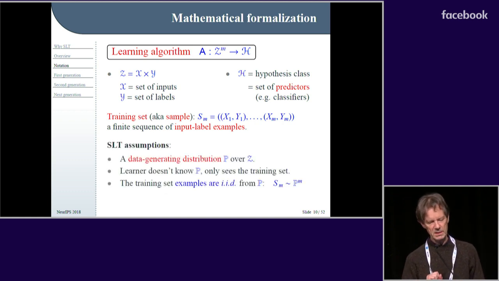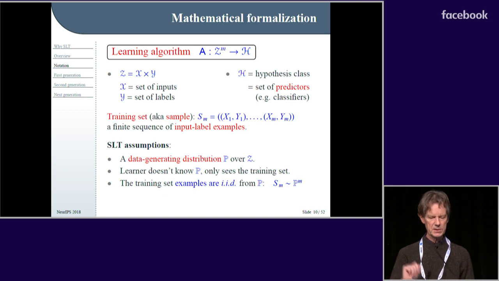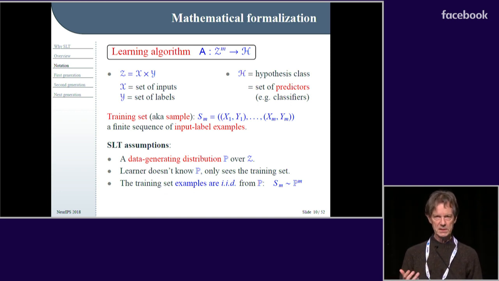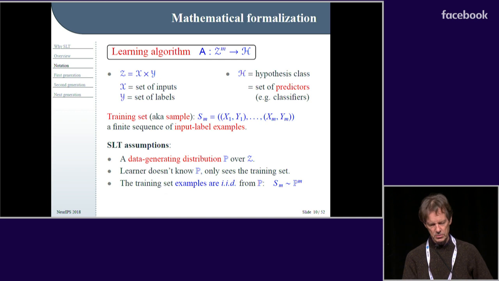And the key assumptions that we're going to use in this presentation are that there's a data generating distribution, which we're going to denote by P, over these pairs. The learner doesn't know what P is and only learns about P through seeing this training data. And it gives insight into P because the training data's examples are generated IID from that distribution. So that's the key link. Our test performance will be the performance under that distribution of a randomly generated example. But the only access we have to that distribution is through those M training examples generated IID according to that distribution.